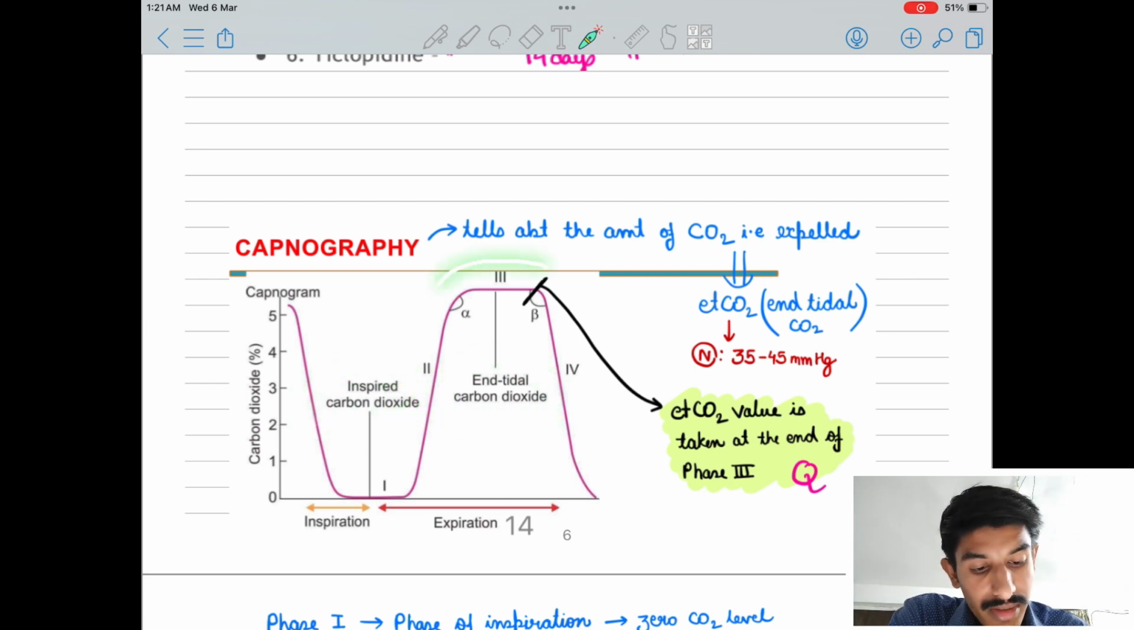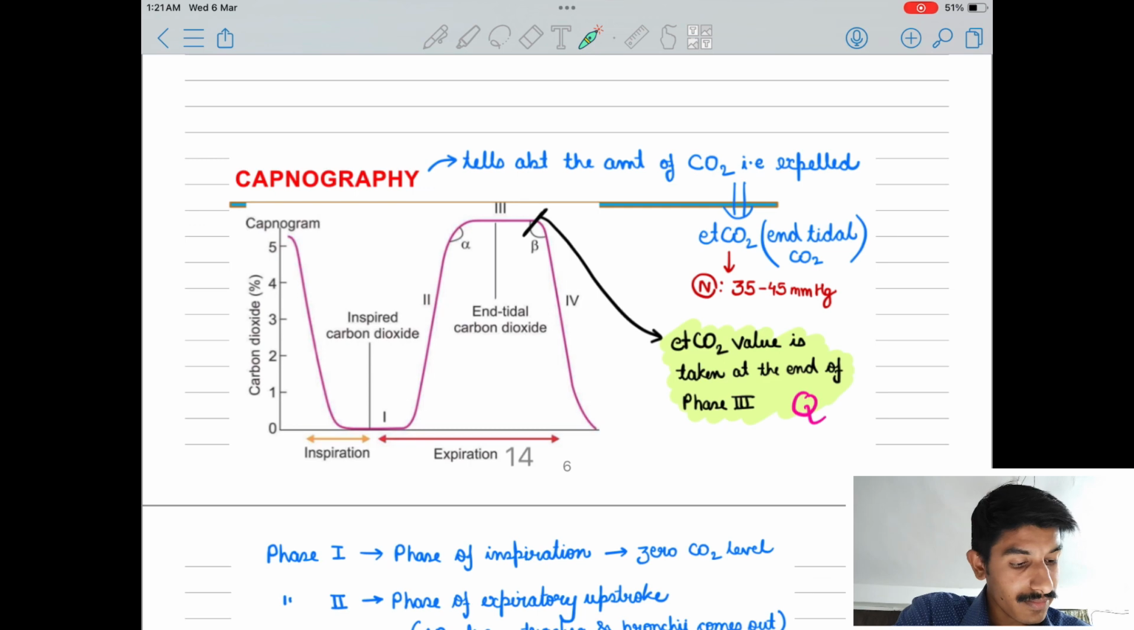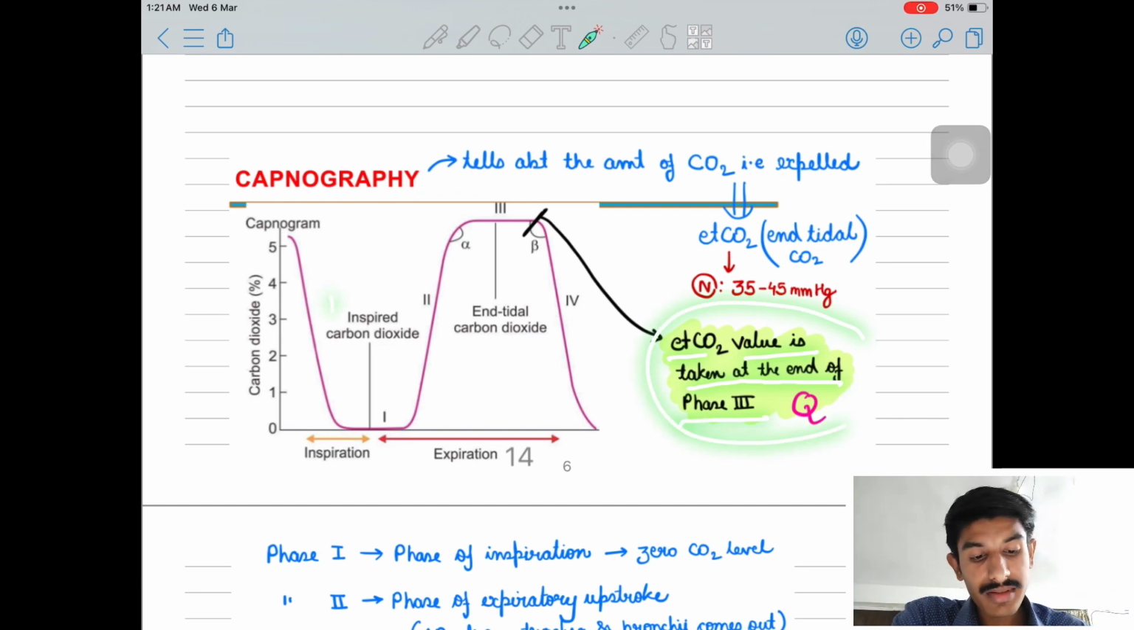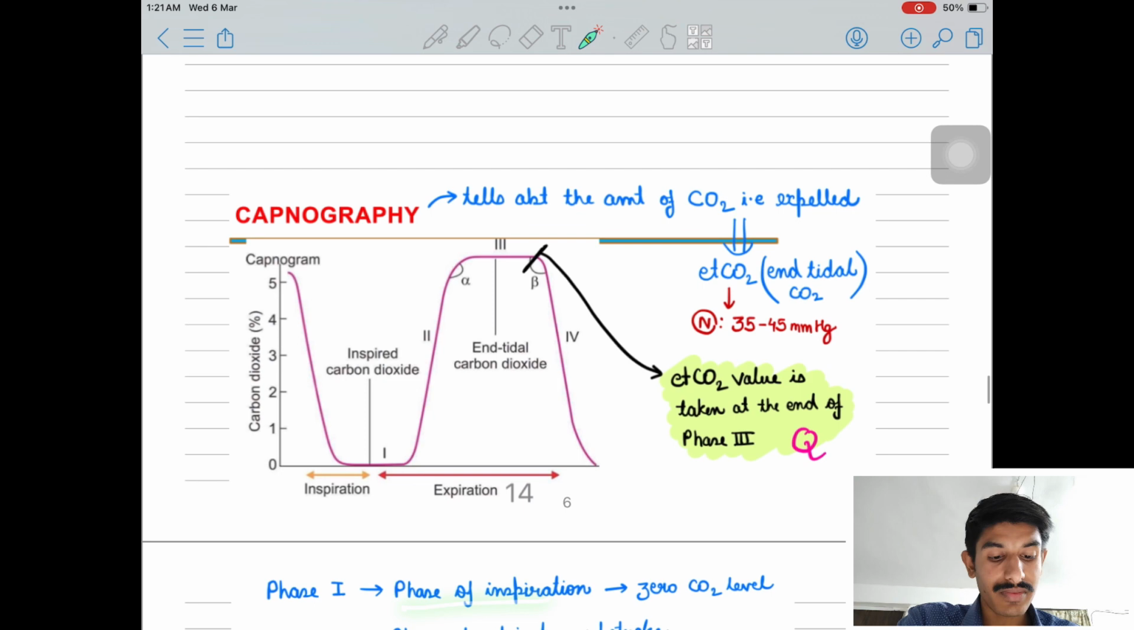Usually the ETCO2 value is taken at the end of phase 3. There are first, second, third and fourth phases, so usually it's taken on the third phase. You can remember: the first phase is inspiration, the second phase is expiratory upstroke, the third phase is the alveolar plateau, and then the beginning of the next inspiration. So remember this diagram, it will help you.